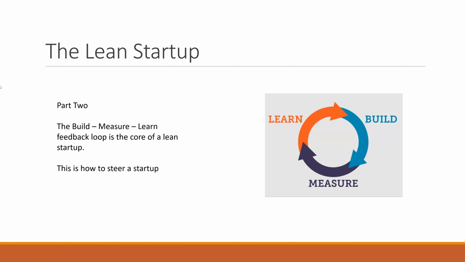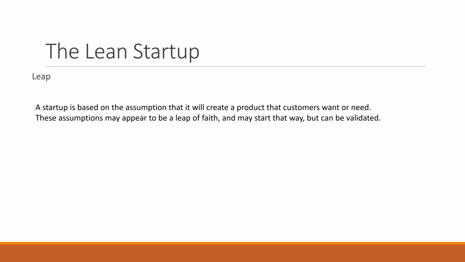Part two is all about the build, measure, learn feedback loop. It's the core of a lean startup. This is how a startup is steered. So we're going to be going into the leap and the MVP portion of this loop. I feel like this loop has some key points where you're focused much more on learning, and others much more on building. But even while you're learning, you're building, and while you're building, you're learning, and it all meshes into one. So first part is going to be leap.